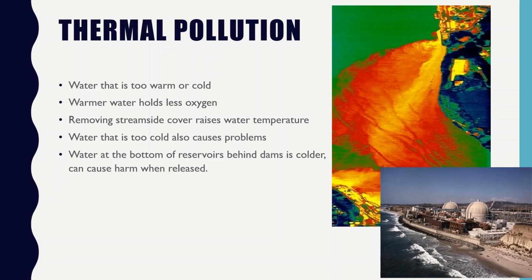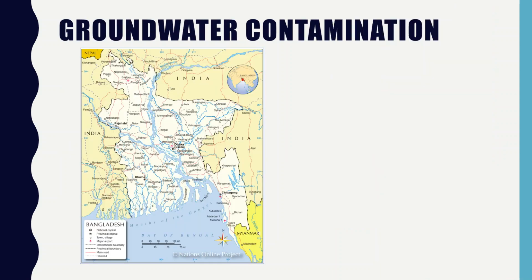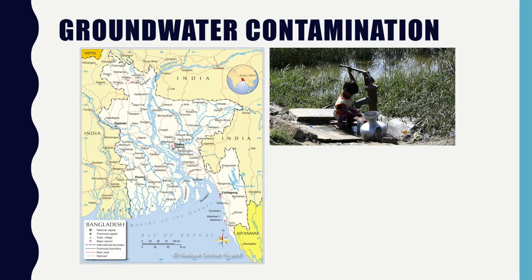Also problems with groundwater contamination in Bangladesh. There is a lot of water all around, but not a lot to drink. And so as a way to combat that, they dug a bunch of wells, but a lot of these wells are now unusable because there is naturally occurring arsenic in the soil. So people were getting sick from that groundwater.